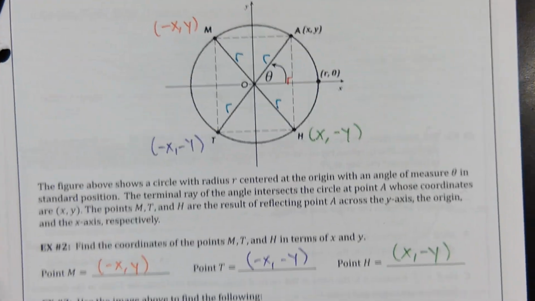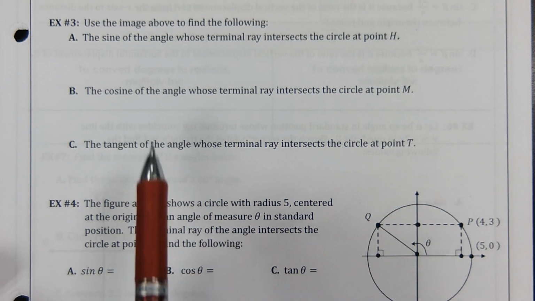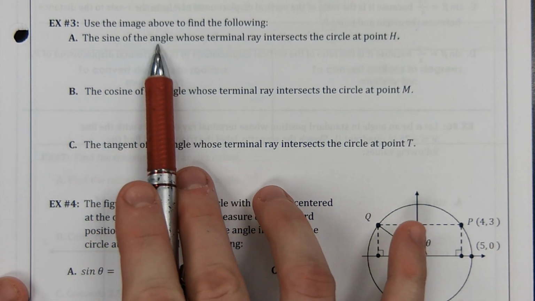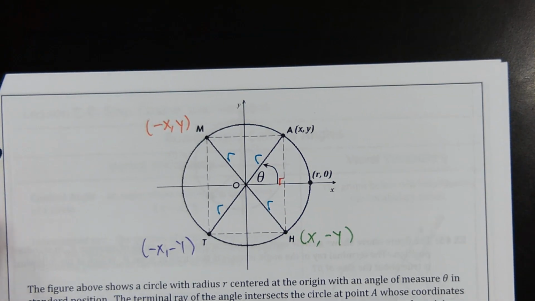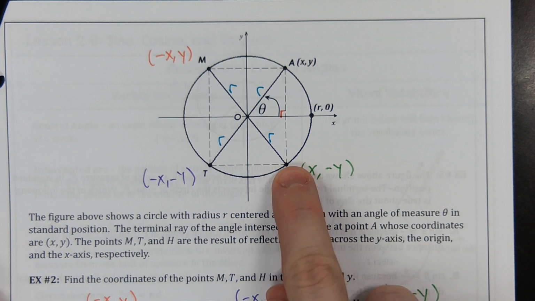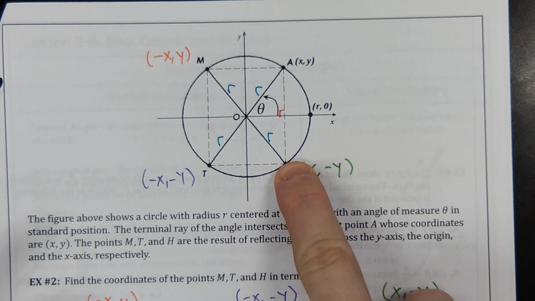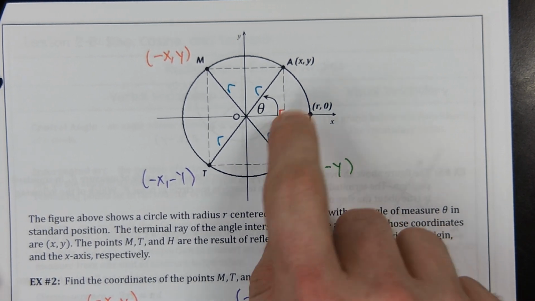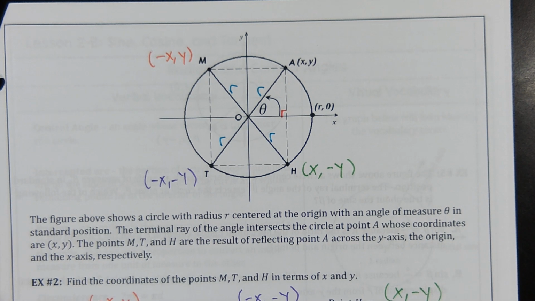So I'll have to do a whole lot of this for these questions. Use the image from above to talk about this stuff. Let's find the sine of an angle whose terminal ray intersects the circle at point H. Point H is here. It's asking me to do sine of this angle. And it's always going to be sine of theta. Theta could be from here, could be from here to here, could be from here to here to here. We're just going to say sine of theta. Cool? Theta means unknown angle.